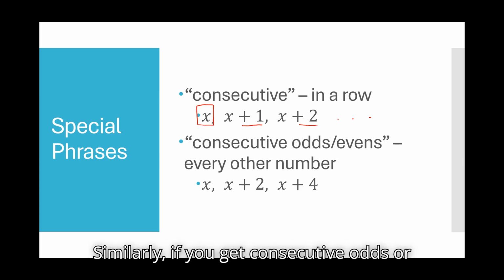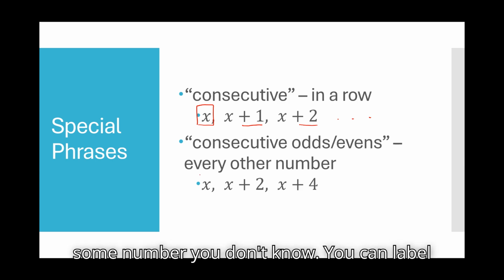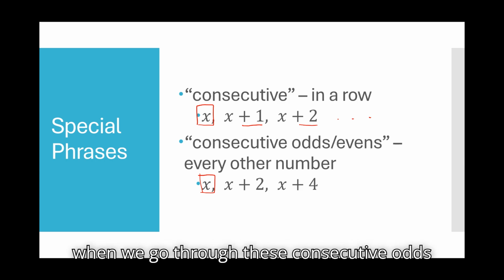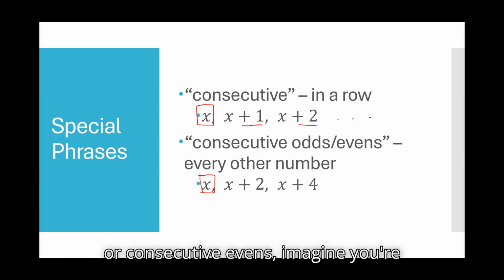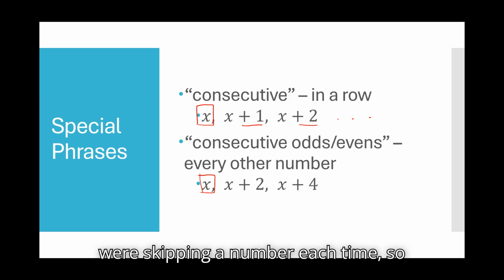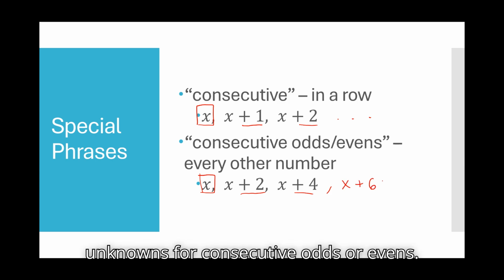Similarly, if you get consecutive odds or consecutive evens, you're starting with some number you don't know. You can label it any old variable you like. And then when we go through these consecutive odds or consecutive evens, imagine you're counting 12, 14, 16, 18, or you're counting, I don't know, 31, 33, 35, 37. And all of those, we're skipping a number each time, so we're increasing by 2 every time. So that's how we would set up our unknowns for consecutive odds or evens.